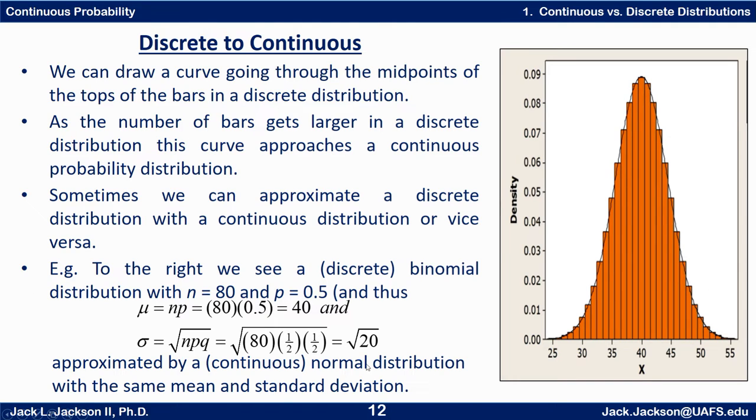But a normal distribution with the same mean and standard deviation. Here I worked out the mean of 40 and the standard deviation using our basic formula for binomials, square root of n times p times q. If p is a half, q is also a half, then this is 20 under the square root. So the variance is 20. The standard deviation is square root of 20, or 2 square root of 5 if you like your radicals reduced.